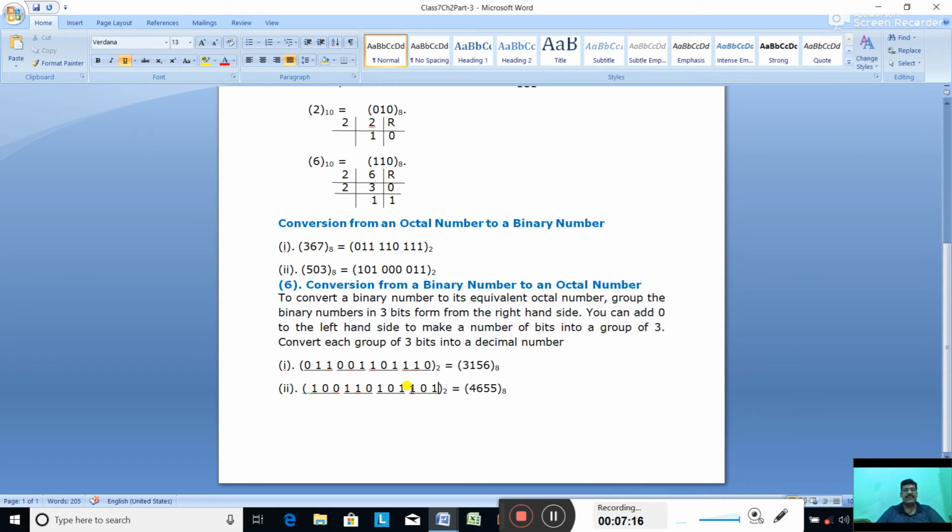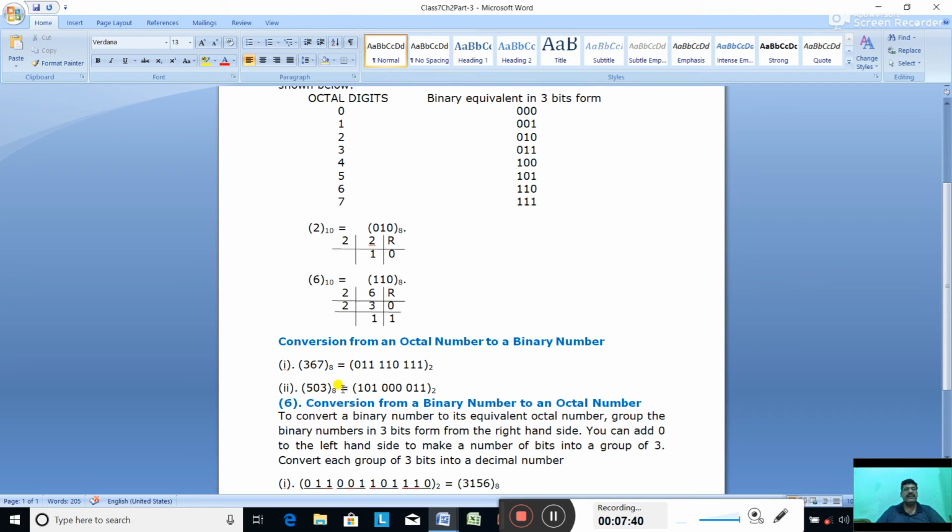From the right side make groups of 3. First 3, next 3, again next 3 from right side, not from left side, and again next 3. So at last also we have got 3. And now suppose only 1 digit is there, then put 2 zeros on the left side, and if 2 digits are there, then put 1 zero on the left side. Now convert it into octal by using the table.